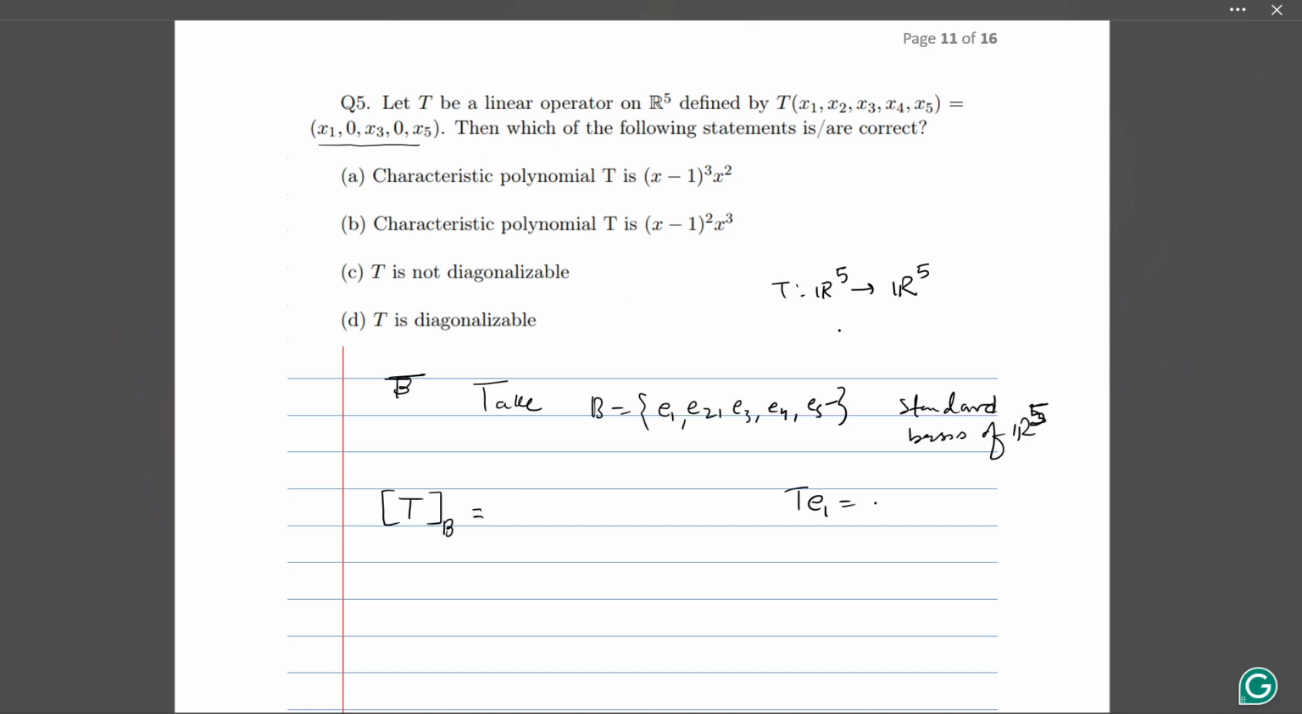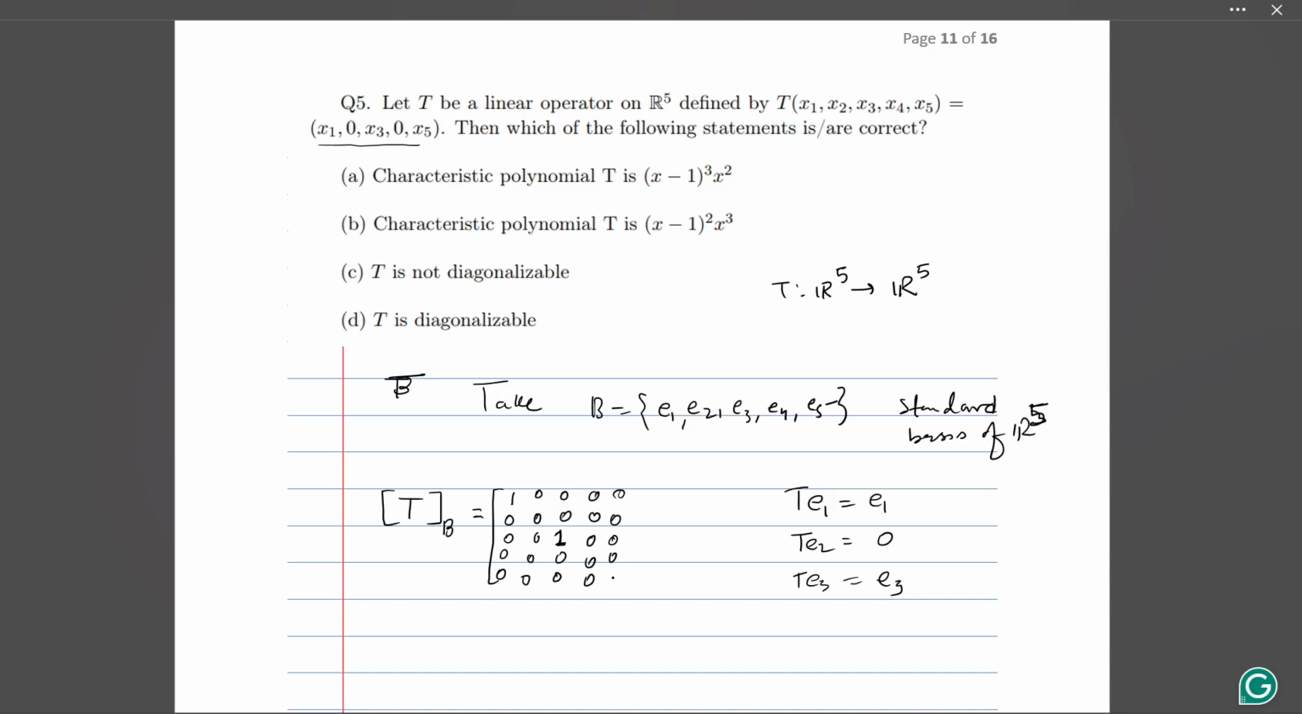First, T e1 is equal to e1. The first column will be 1, 0, 0. T e2 is equal to e2, so this whole column will become 0, 1, 0, 0, 0. T e3 is equal to e3. Right, so here you have 1 in the third coordinate. The coefficient of e3 is 1 and everything else is 0. Similarly, it is 0 because e4 is not doing anything.